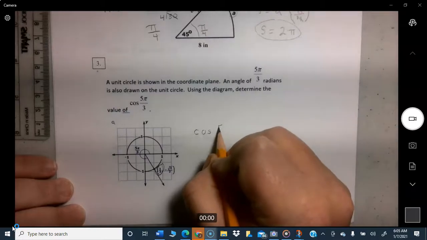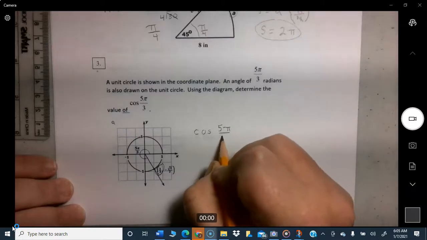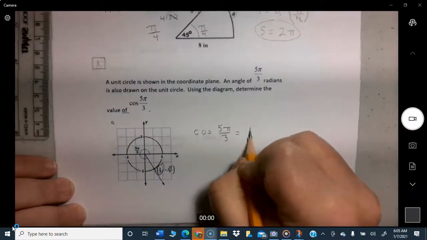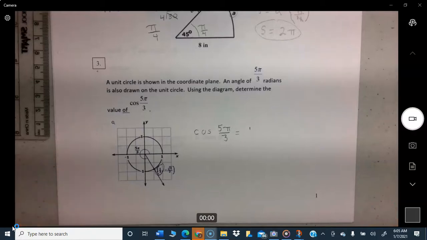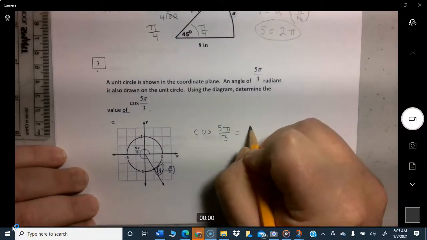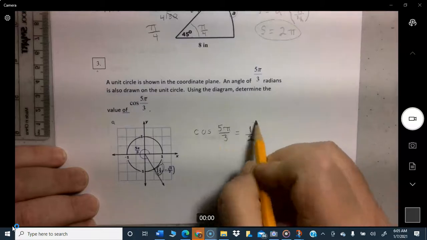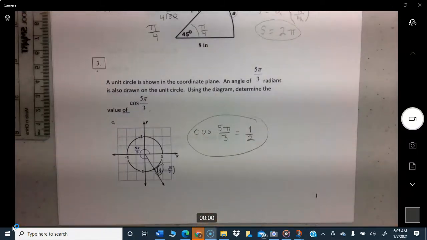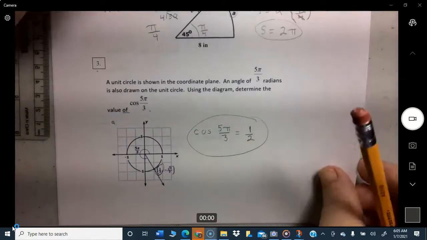Okay, so cosine of that angle, 5 pi over 3, equals the first of those two numbers, which is 1/2. And that's the answer. That's all you have to do. Just recognize which is the cosine and which is the sine. All right, then we'll keep going.